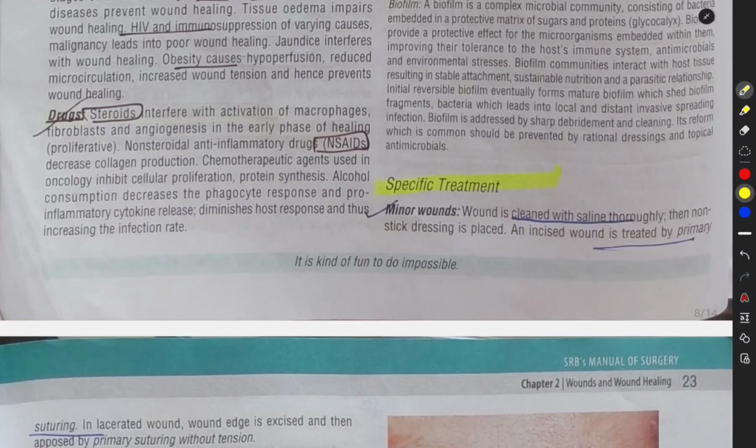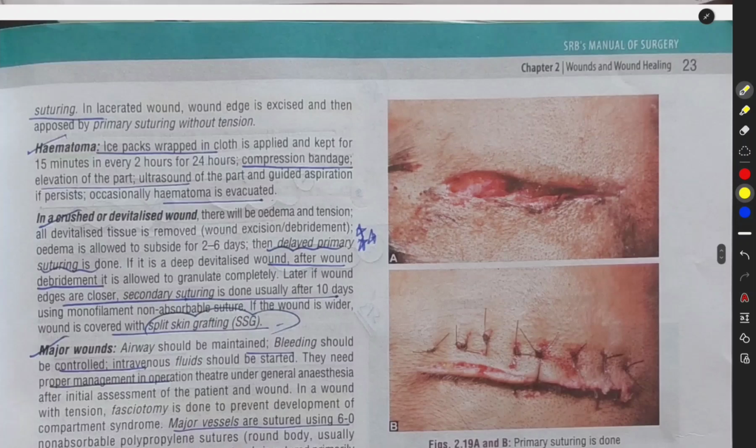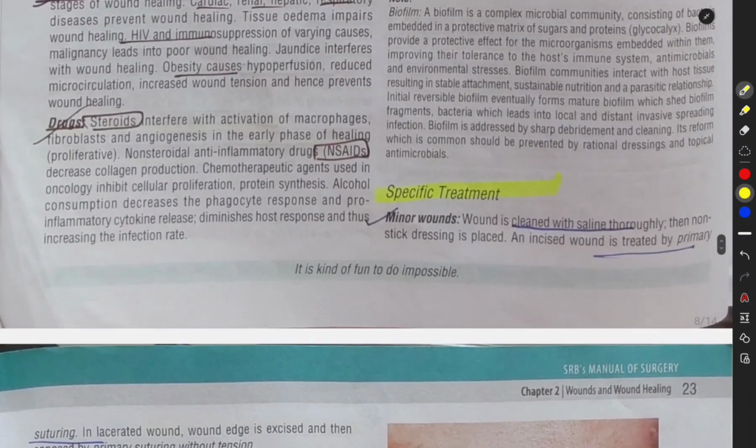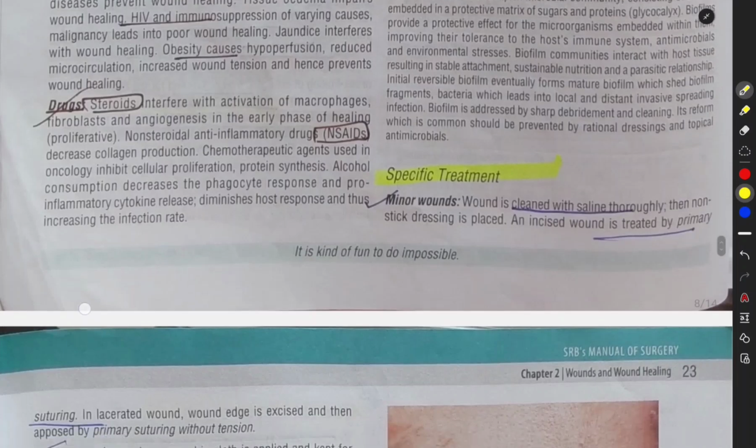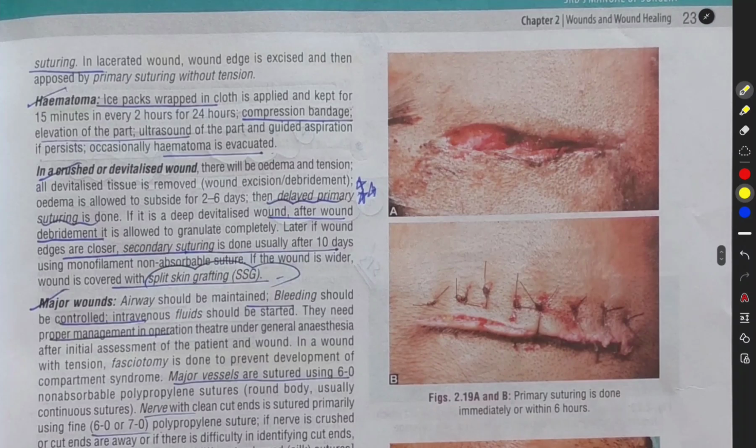Specific treatment varies for different type of injuries like minor, it could be major, or if there is any hematoma, or if it is a crushed injury. For minor injury, you just have to clean the wound, that is cleaning the wound with saline, and then primary suturing can be done for minor injuries. Whereas for hematoma, you need to decrease the swelling part. So ice packs, compression bandage, elevation of the part will usually be done for hematoma. For crushed injuries, delayed primary suturing is done. Then a split skin grafting can be done for crushed or devitalized wounds.